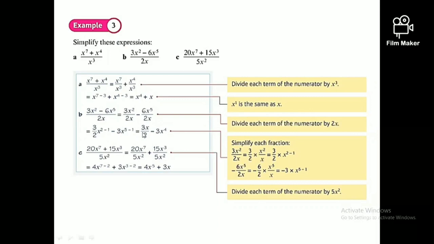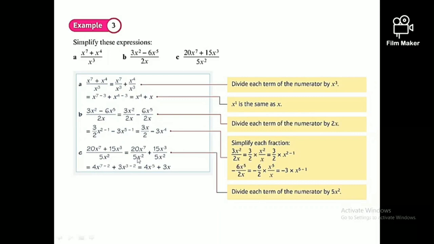Right. If you reach back to part C, here also you can use the same operation. 20x to the power 7 divided by 5x squared, 15x cubed divided by 5x squared. So the operation in between is addition, right? Then 20 divided by 5 is 4.